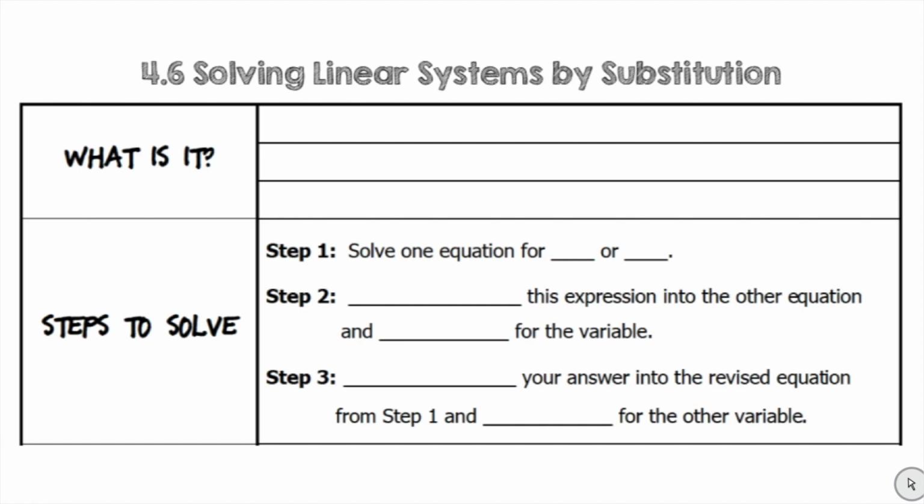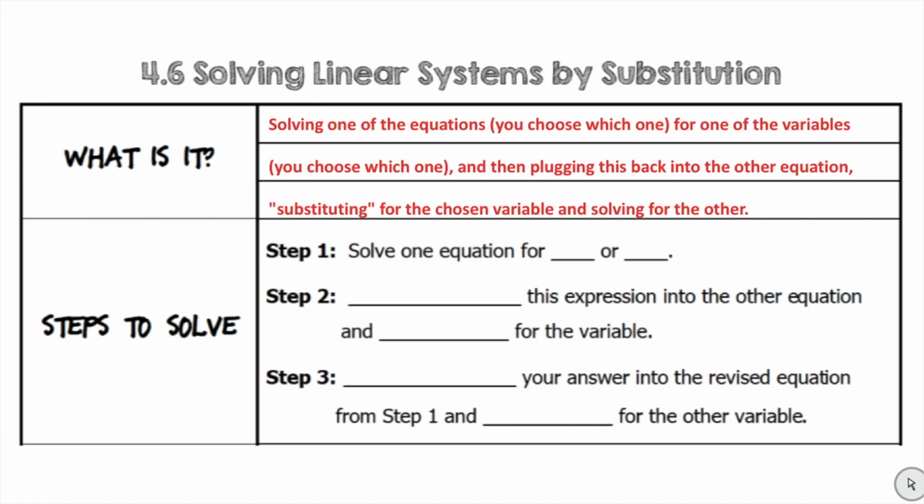So let's get started. What is the substitution method? It's solving one of the equations, you choose which one, for one of the variables, you choose which one, and then plugging that back into the other equation, which is called substituting, for the chosen variable and solving for the other. I know that sounds a little complicated, but all you do is solve for one variable, take that answer, plug it into where that variable is in the other equation, solve for that variable, then take that answer and plug it back into the original, and you have the answer for both.